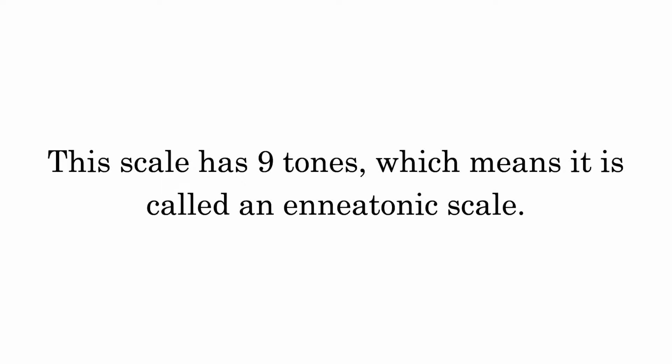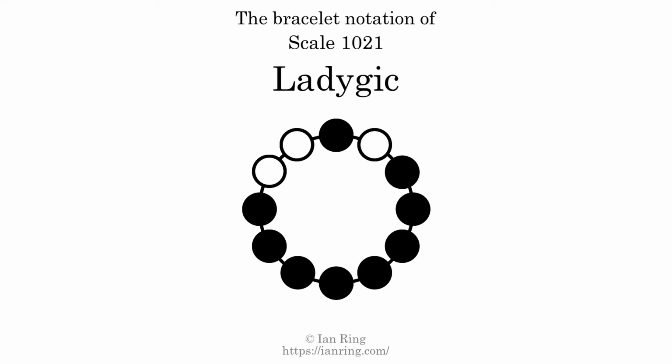This scale has 9 tones, which means it is called an enneatonic scale. This is a bracelet notation diagram of scale 1021. The shaded circles represent tones that appear in the scale, and they are read clockwise, starting at the top.